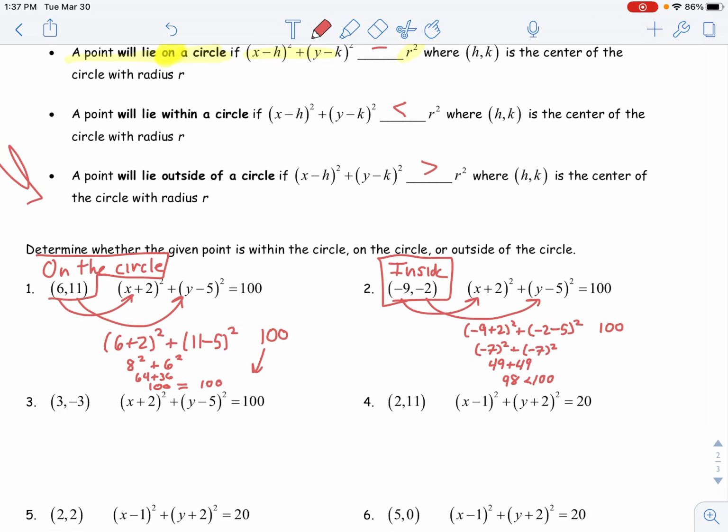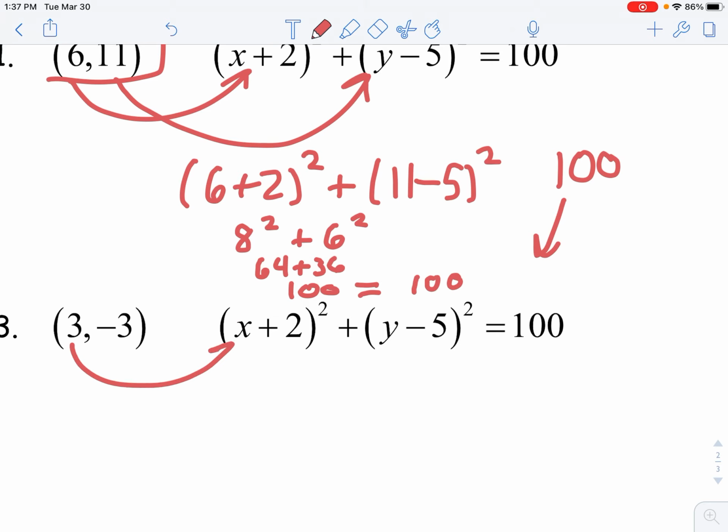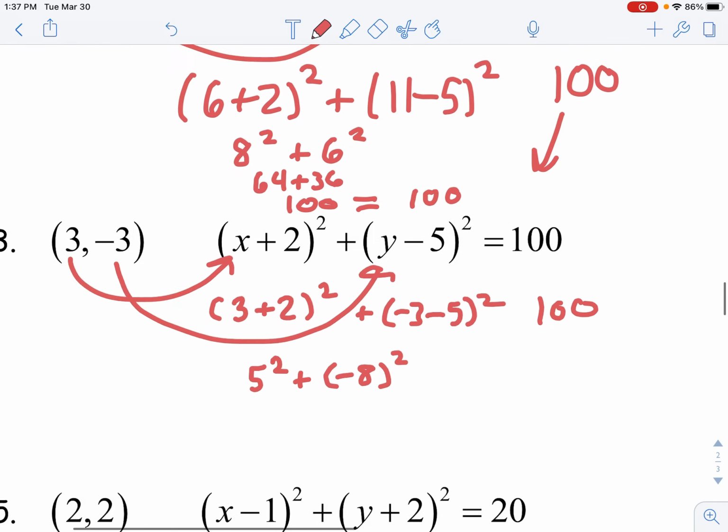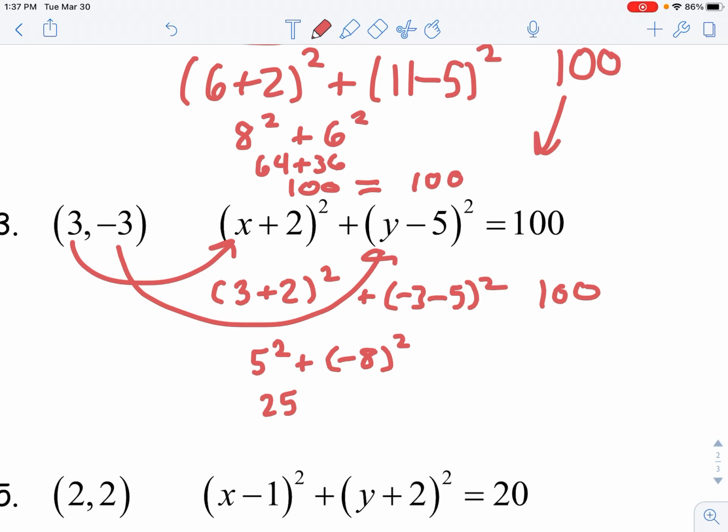Alrighty, cool beans, cruising right along. Let's go ahead and plug this in. We're going to get (3 + 2)² + (-3 - 5)², and we're going to compare it to 100. All right, so I'm going to get 5² + (-8)². Ooh, it's going to be super close. Will it equal? Let's see, we get 89. Again, less than 100. So this lies inside the circle again.